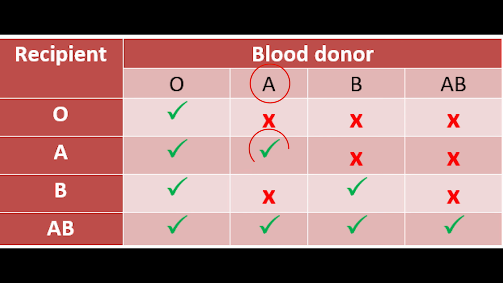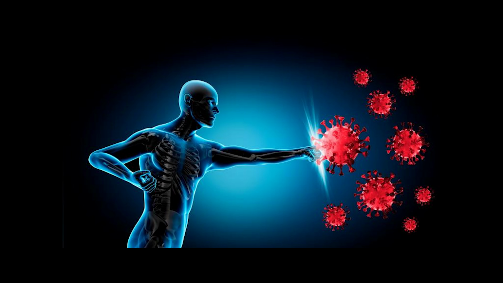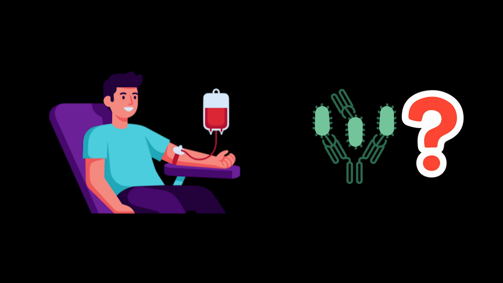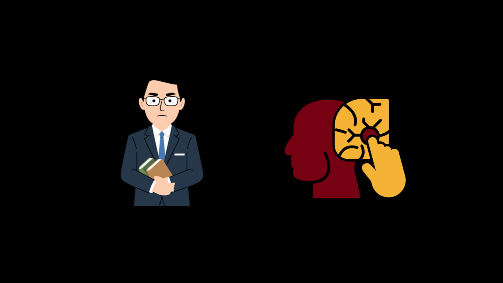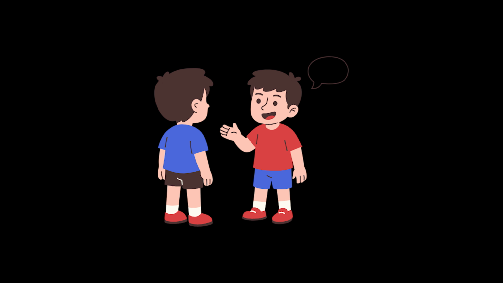A can donate to A or AB. B can donate to B or AB. It all comes down to matching antigens and antibodies. If the donor blood has an antigen your immune system sees as foreign, your body attacks it. But if the donor blood is missing antigens, like type O, there's nothing to trigger a reaction. That's why O negative blood is so valuable. It has no A or B antigens and it lacks the next antigen we're about to talk about.